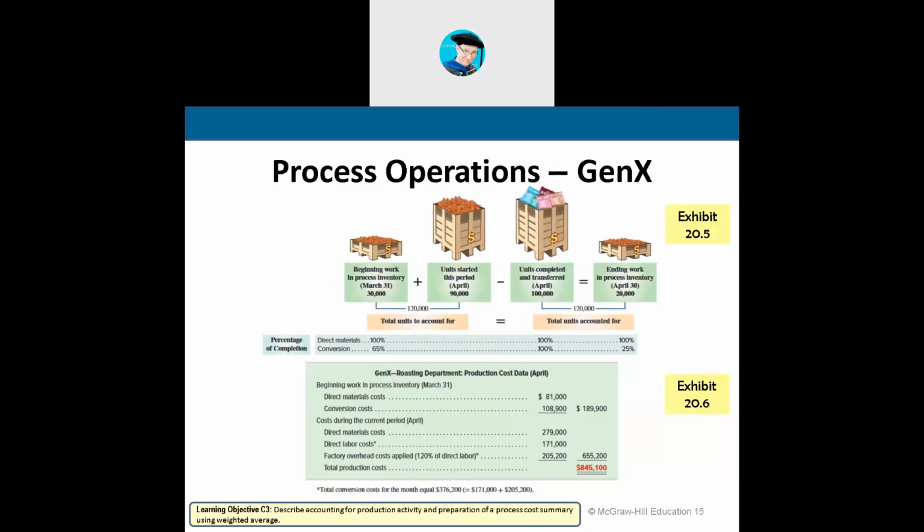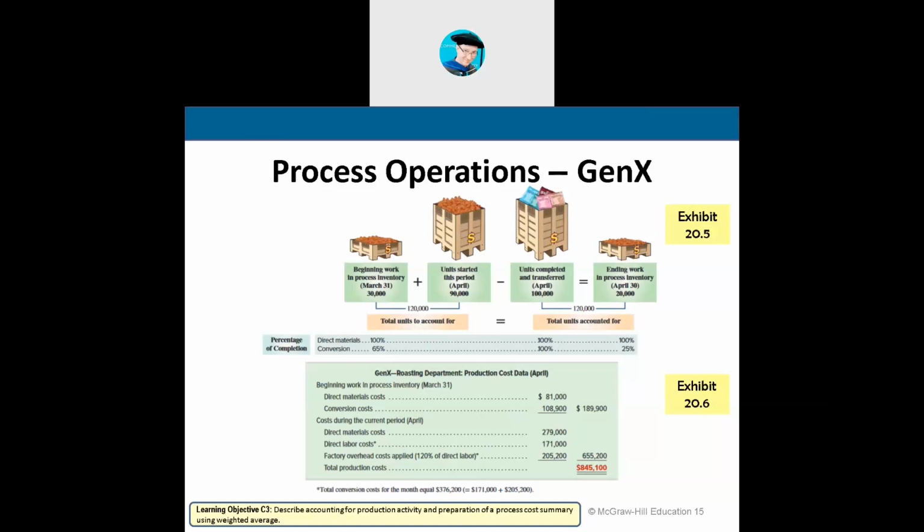We ended the month of March with 30,000 units. Remember, to find equivalent units of production, it's based off of the number of units that I could have completed during the accounting period. In this case, the accounting period is the month of April. So I ended March with 30,000. That means I begin April 1 with 30,000.